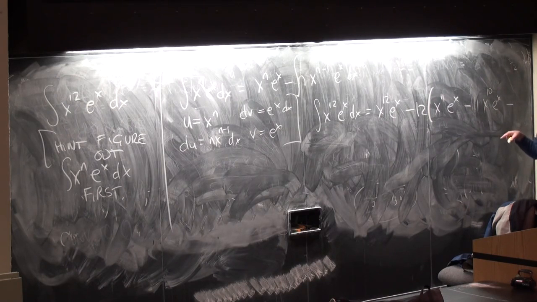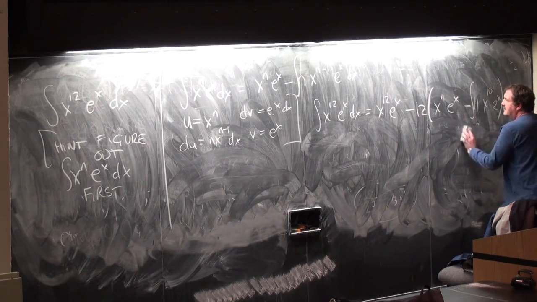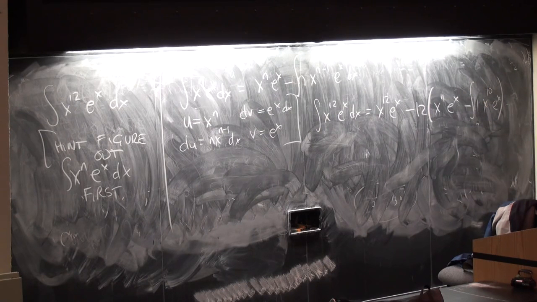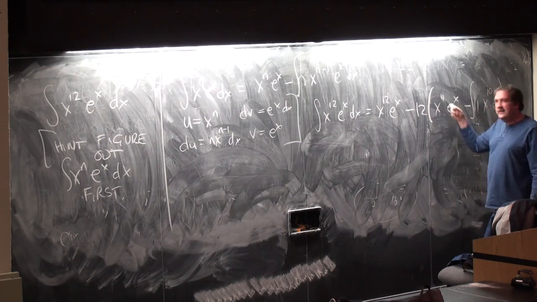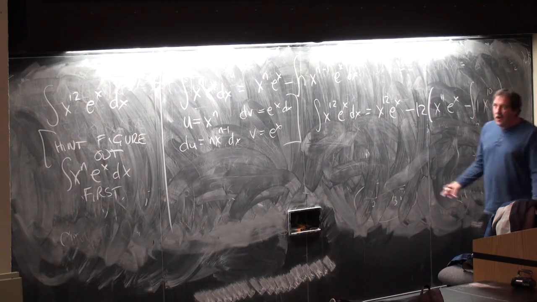But what's the integral of 11x to the 10th e to the x? This part expands to be 10x to the 9th e to the x. And you just keep going. So let me stop because I'm tired. You'll get x to the 12th e to the x minus 12x to the 11th e to the x plus 12 times 11x to the 10th e to the x minus 12 times 11 times 10 x to the 9th e to the x plus, and so on. So you just pick up another factor, and the power goes down by one, and the signs alternate, and you're done.